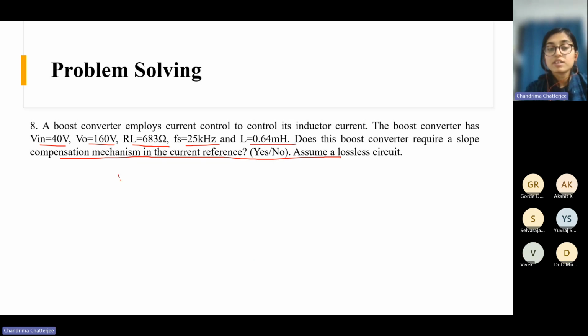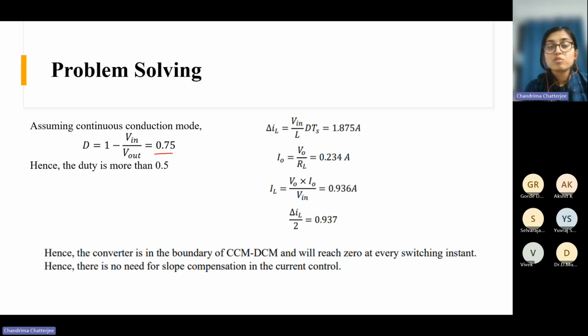You know, for boost converter, V out is V in by 1 minus D, right? For boost converter. So from here, you can find out what is D. As you will see, the D value is more than 0.5, right? So now you will have to check whether you need slope compensation or not. Okay. So here what we need to calculate is what is delta IL, the ripple. What is the inductor current ripple? So for boost converter, it is V in by L DTS, right?